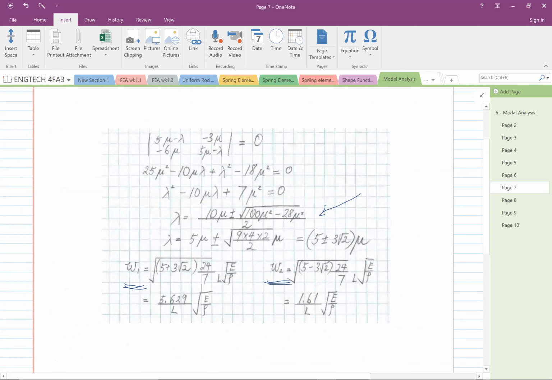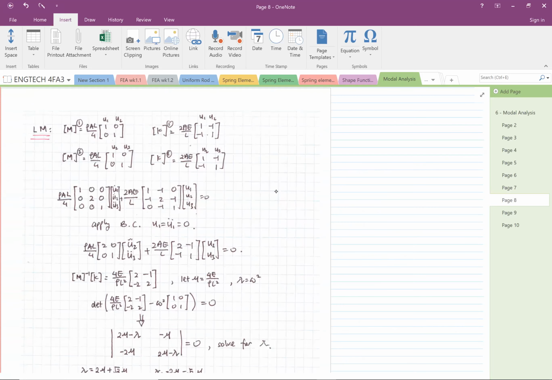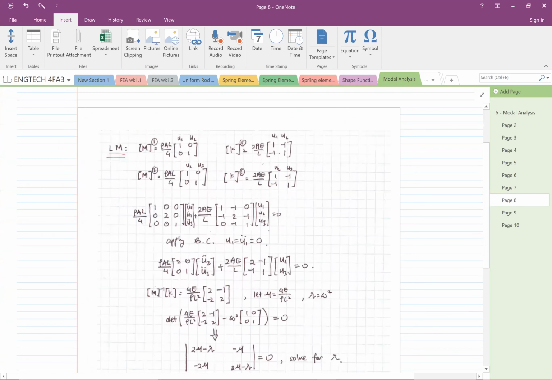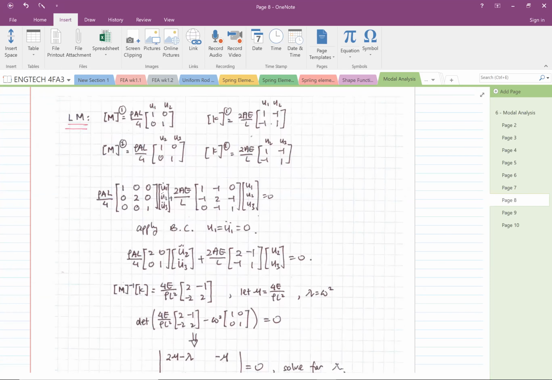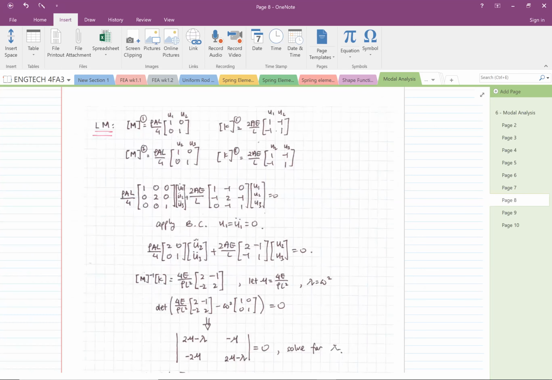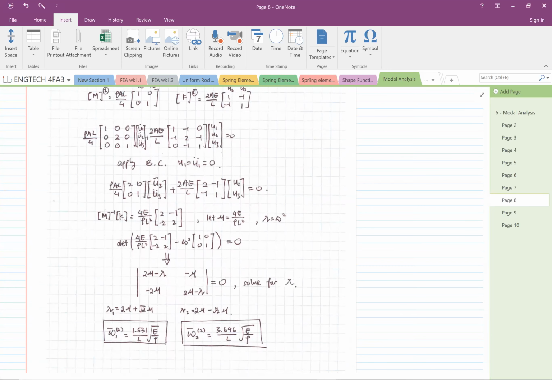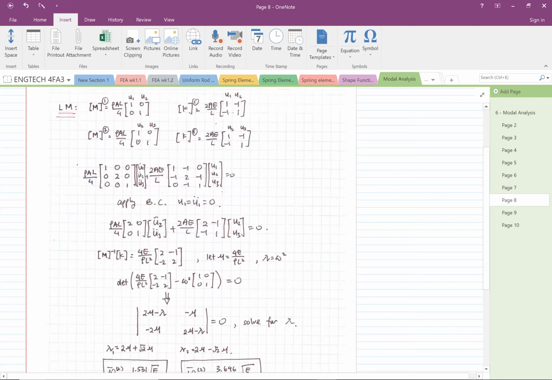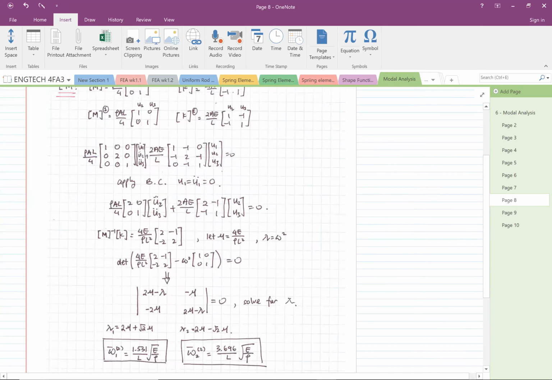Okay, enough of our bar elements. Let's take a look at some beam elements. Oh, by the way, that's an example of the lumped mass matrix for the bar element. You can study it, review it, but you know what? I don't really care, because we already solved the problem by CMM. We don't need a lumped mass matrix. Consistent mass matrix is good enough.